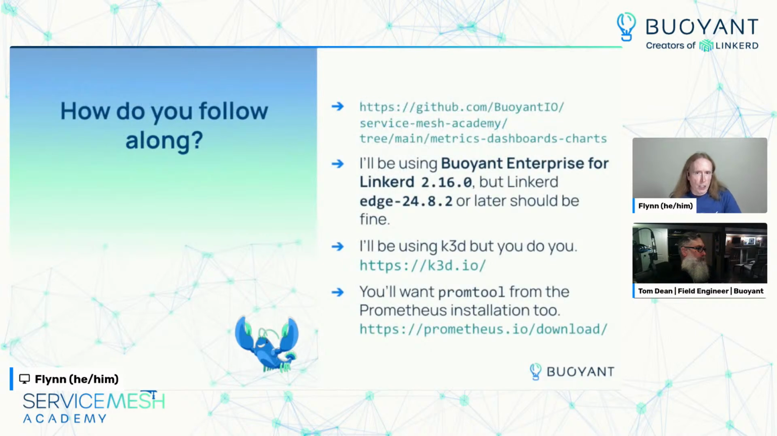If you want to follow along, you can see the source in the metrics, dashboards, charts directory of the Buoyant.io Service Mesh Academy repo. I am using Buoyant Enterprise for Linkerd 2.16.0, which came out Tuesday? Yes, is that right? Tuesday. Yes, it did. You can do this with Edge 24.8.2 as well. I mean, they're the same basic release. Some of the stuff I'm showing off here will not work with any older release. So you really need one of these.